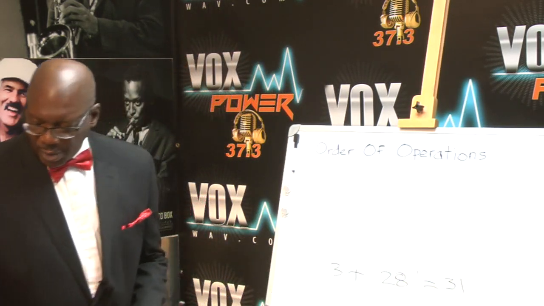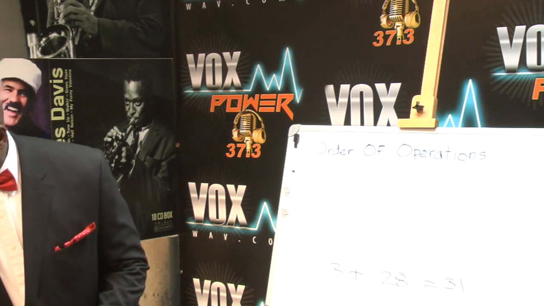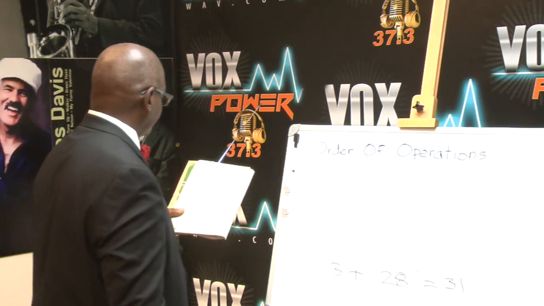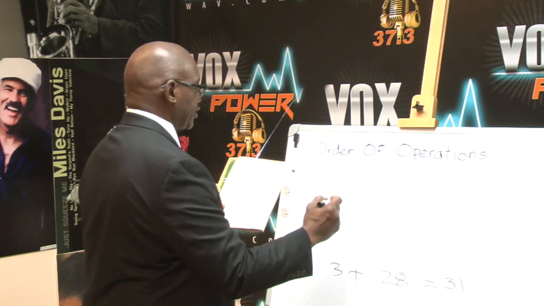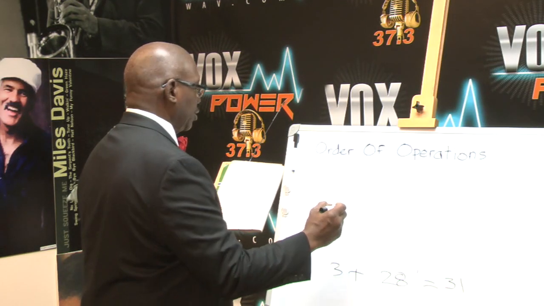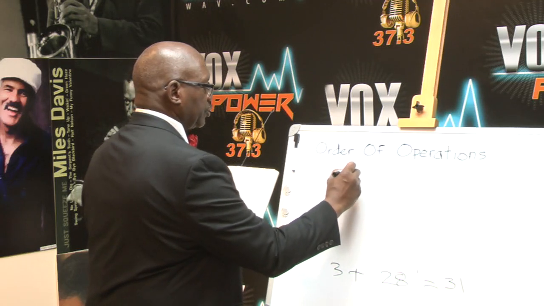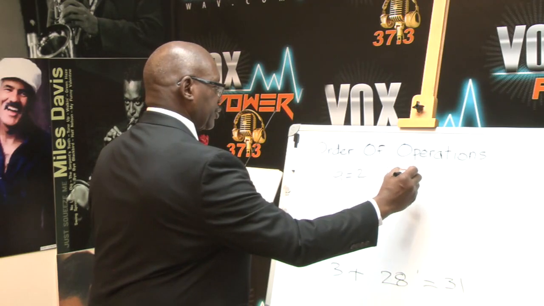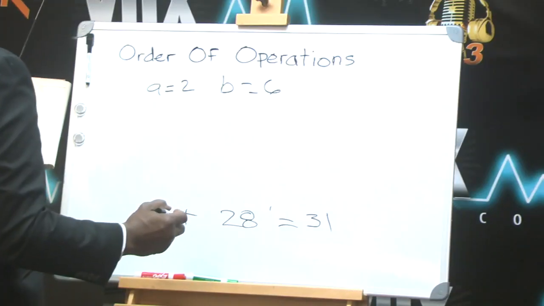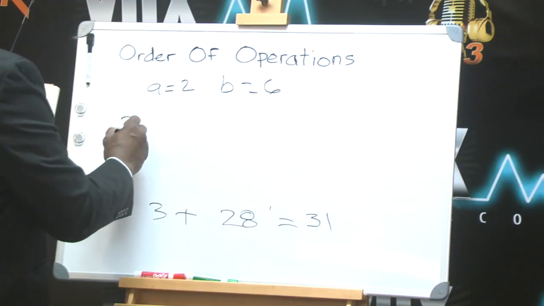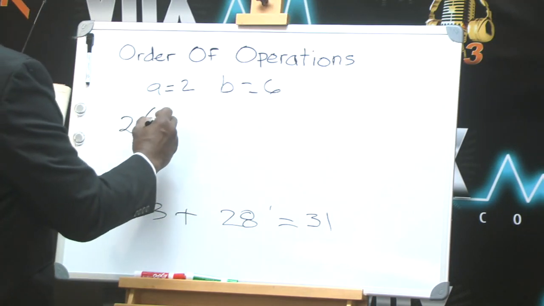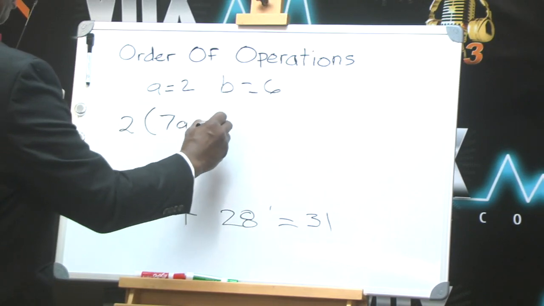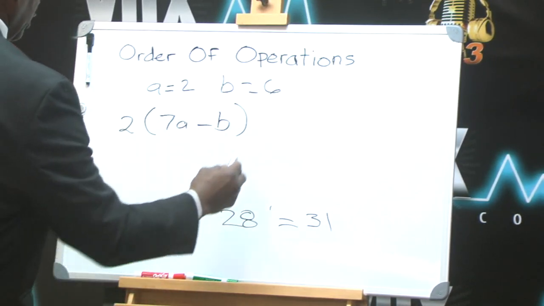Because when your teacher, again, gives you, I'm going to take this book for a minute and get a problem for you. When your teacher says, evaluate an expression where A equals 2 and B equals 6, okay? And then they give you again 2 times (7A minus B) equals.